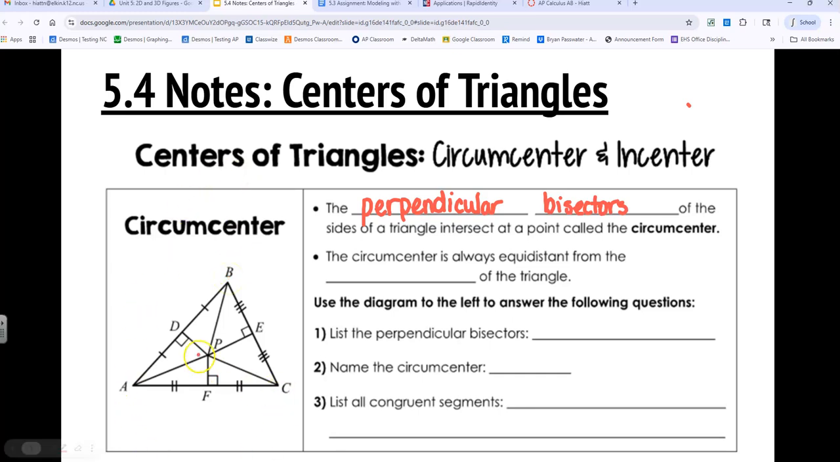So where all of the perpendicular bisectors intersect is called the circumcenter. The circumcenter is always equidistant from the vertices of the triangle, the vertices being those corners of your triangle.